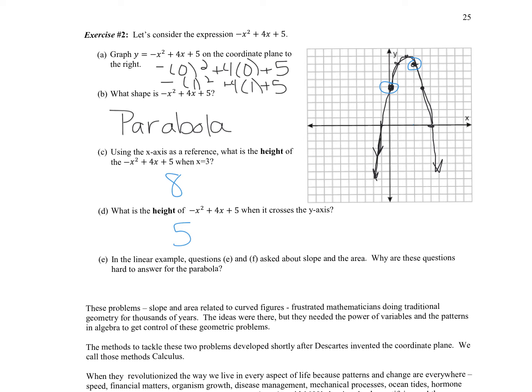In the linear example on the last page, questions E and F asked about the slope and the area. So the question is, why are these questions harder to answer for the parabola? If we try to talk about the slope of the parabola, there is actually a way to do it, which we'll talk about in a second, but we can't say the slope is 3 because the slope is always changing. The slope is 0 somewhere, and it's also 3 somewhere, but it's not always any specific number.